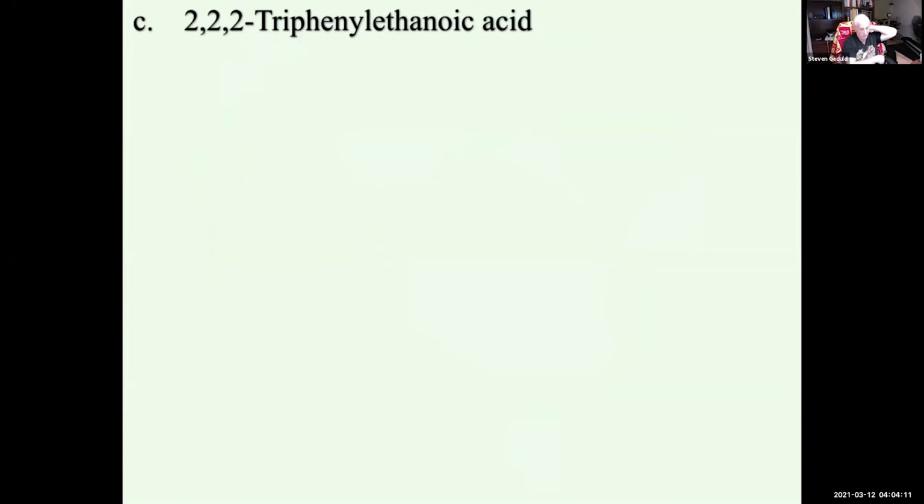Ooh, that's going to be an interesting one. 2,2,2 triphenyl ethanoic acid. That's going to be a lot of drawing. All right. Again, always just do yourself a favor, work backwards. Just makes it so much easier. Ethanoic acid. Ethanoic acid tells you what? It tells you how many carbons, and it tells you the functional group. So how many carbons does it have?